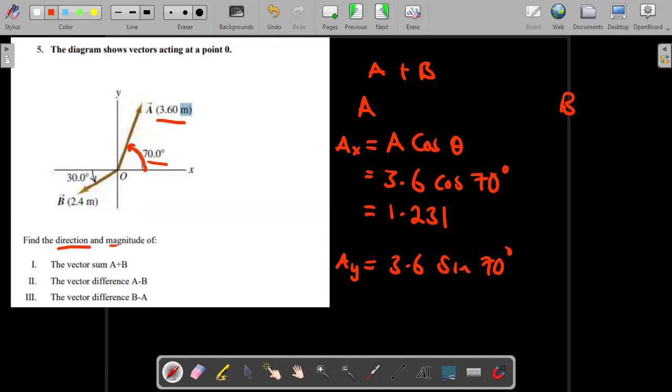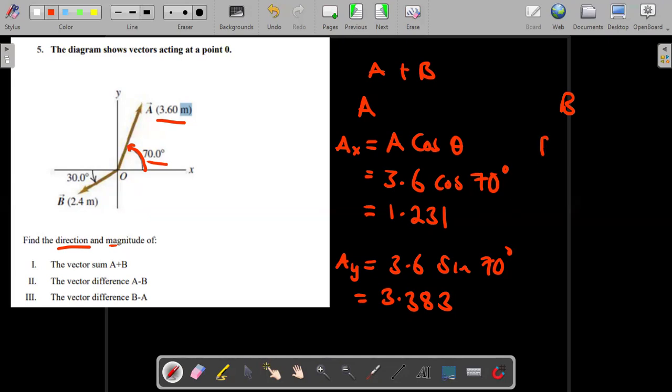So when I do 3.6 sine 70, 3.6 sine 70 gives me 3.383. So this is what I'm going to get. So this is my x component, and down there I have my y component. And I must do the same for the vector b.